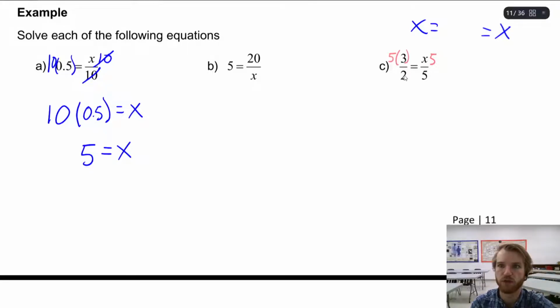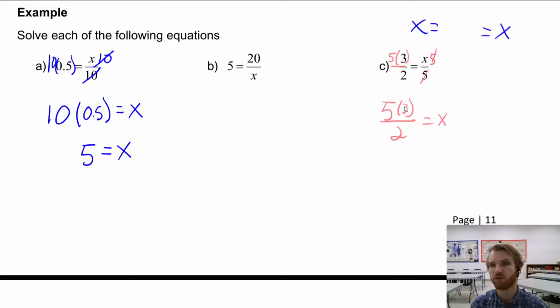5 times 3 is like the top of our fraction and being divided by 2. So those cancel, and we're left with 5 times 3 divided by 2 is equal to x. So in your calculator, you're multiplying the things that are on the top and then dividing by what's on the bottom. So this would be like 5 times 3 divided by 2, so 15 divided by 2 is 7.5 is equal to x. Now, let me show you the trick that makes this really easy.